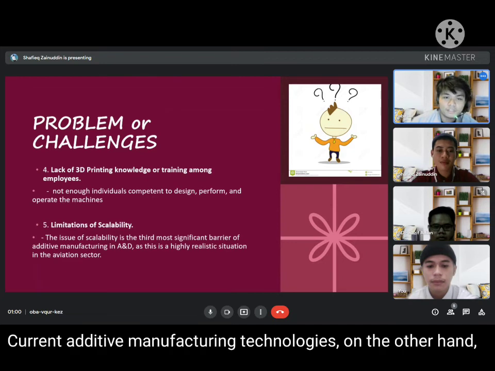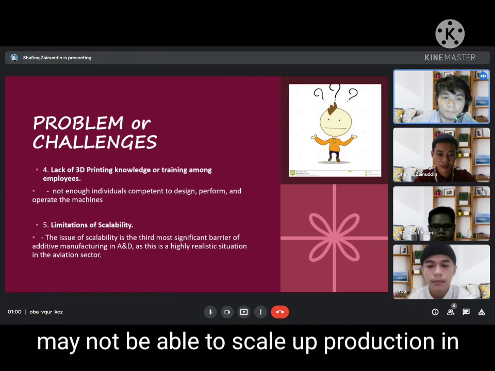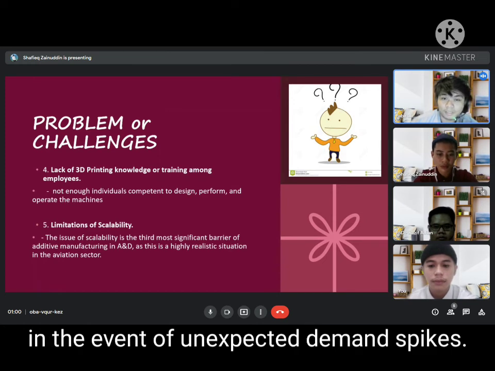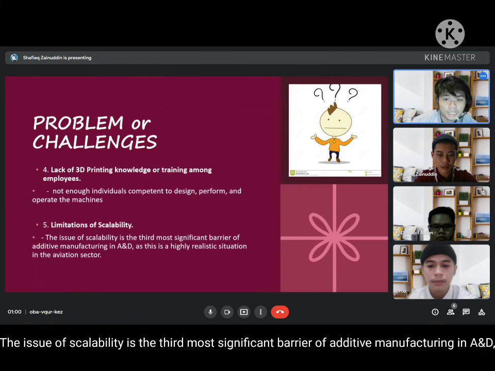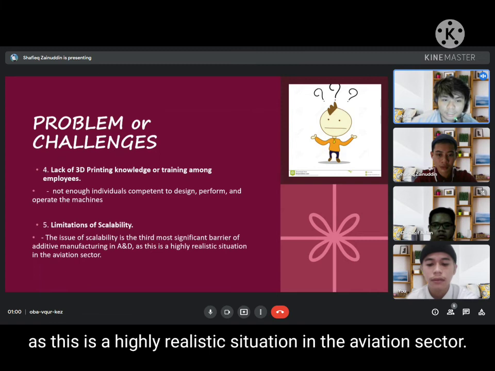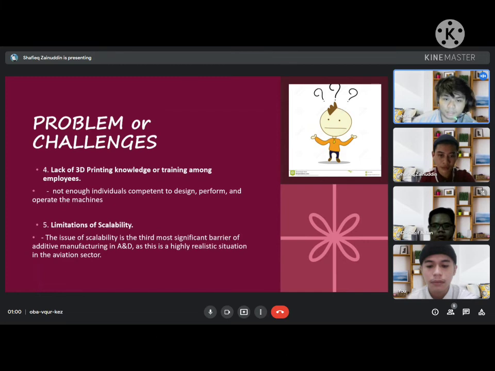Current additive manufacturing technologies, on the other hand, may not be able to scale up production in the event of unexpected demand spikes. The issue of scalability is the third most significant barrier of additive manufacturing in A&D, as this is a highly realistic situation in the aviation sector.